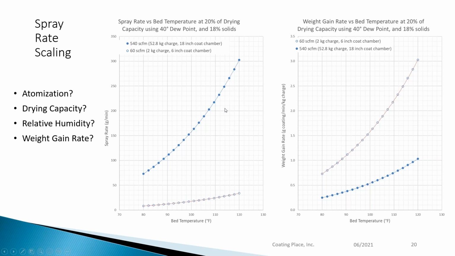Now, if you take these same two conditions and you plot them based on weight gain, you find that the 6-inch chamber has a much higher gain rate compared to the 18-inch chamber. And that's because the volume of charge in the unit doesn't scale linearly. The airflow is only scaled to the area of the plate. So if weight gain rate is critical, you may have to bring these lines close enough together to address the needs of the process.